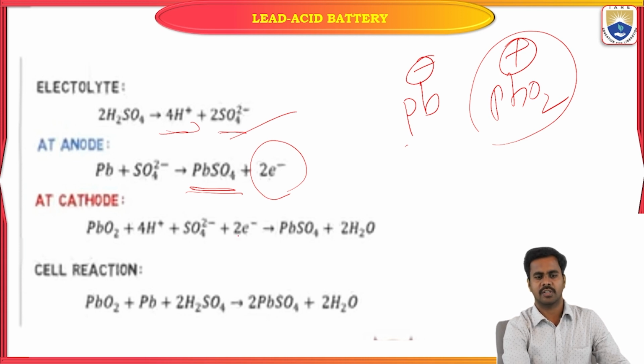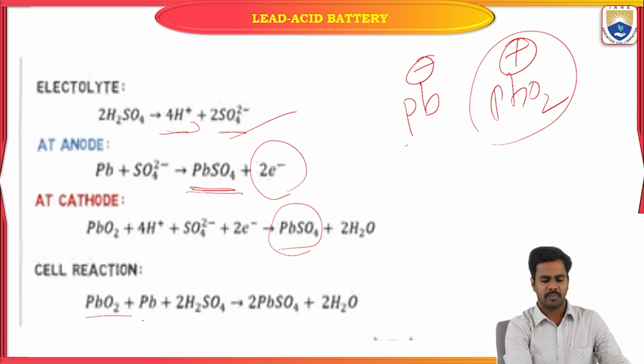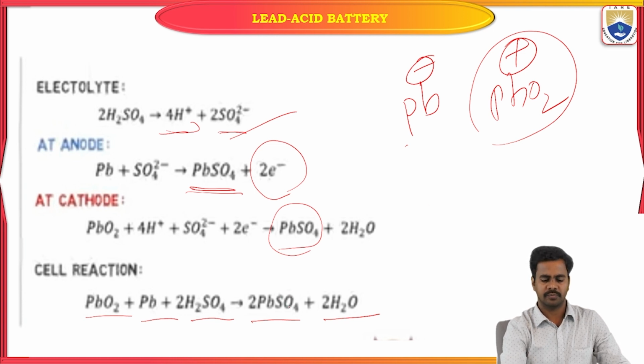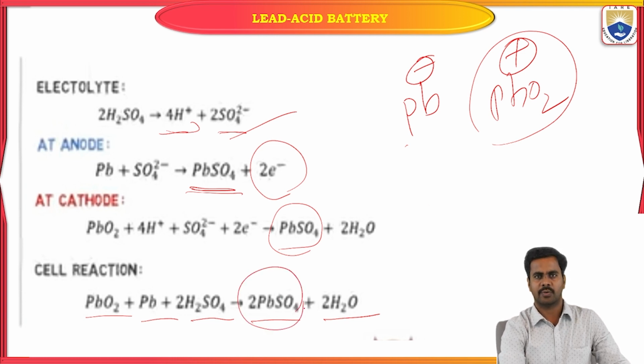By taking these electrons, PbO2 is converted to PbSO4. Coming to the next cell reaction, PbO2 plus Pb in the presence of H2SO4 forms PbSO4 and H2O. So after the discharging process, we can observe the formation of PbSO4 at both electrodes.